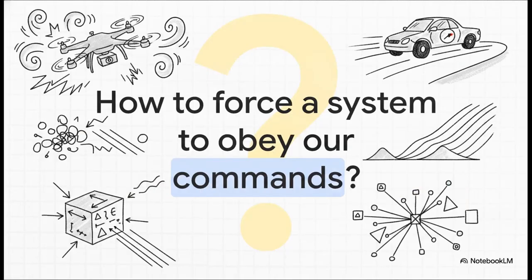So think about this for a second. How in the world do we actually force a totally chaotic system to obey our commands? I mean, picture a drone trying to stabilize itself in the middle of a windstorm, or even just your car's cruise control keeping you at exactly 60 miles per hour as you're going up and down steep hills. The physical world is messy, it's unpredictable, and it is absolutely full of random disturbances. And yet, mathematical control theory gives us the exact tools we need to completely tame that chaos. It really isn't magic, it's just math. But before we can actually control that chaos, we have to know how to model it.